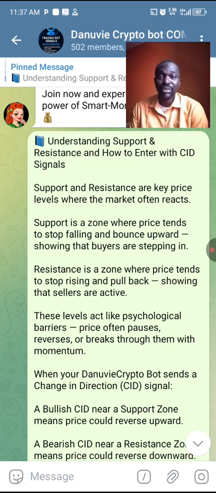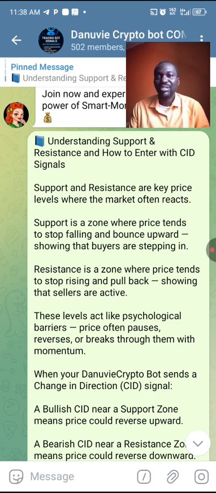So the next one, support. Now let's look at what support is. Support is a zone where price tends to stop falling and bounce upward, showing that buyers are stepping in. So if the initial price movement was coming down and it gets to a level and holds at that level for a while, and then all of a sudden it begins to go up, because it held at that level, that place has been identified as a support level. What that support level means is that buyers are having interest in entering the market at that particular level.